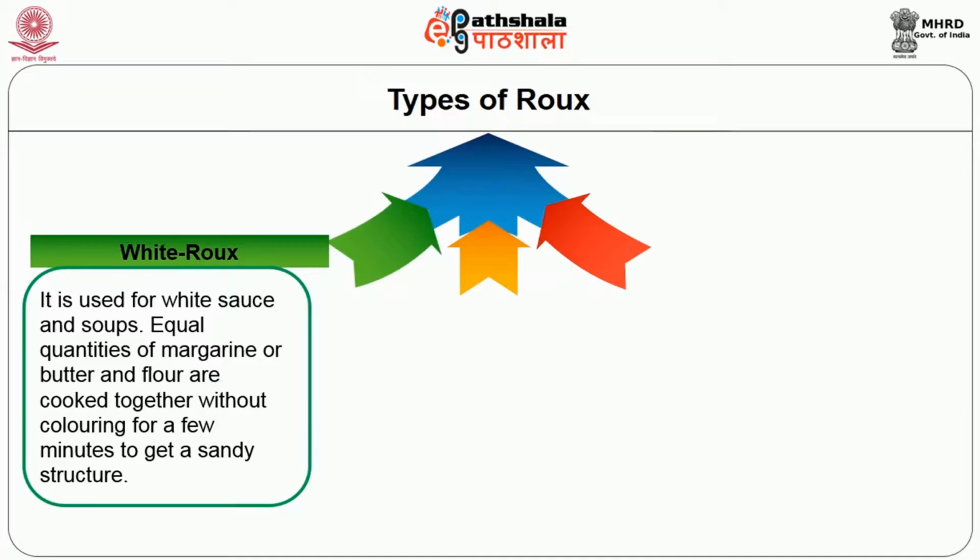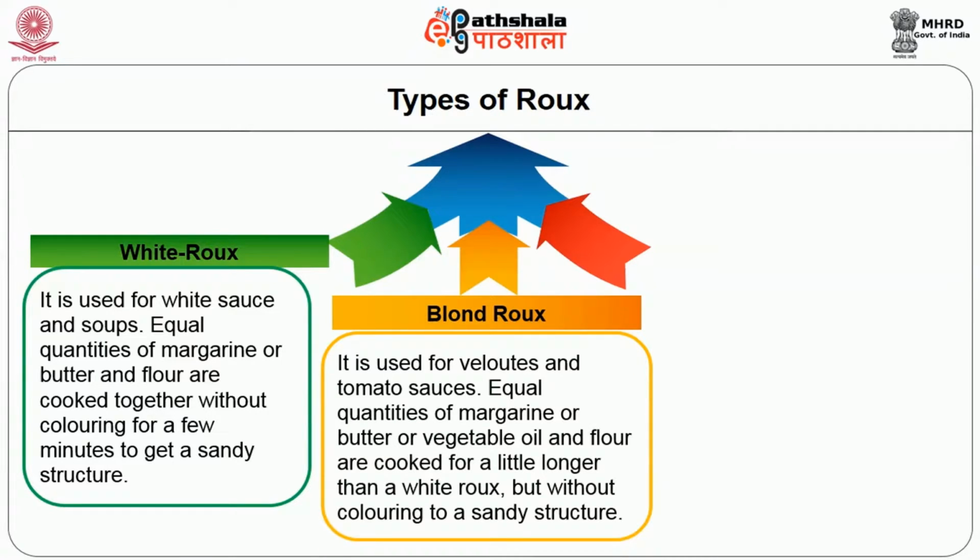Alternatively, use polysaccharides, vegetable margarine, or make a roux with vegetable oil. This is used in equal quantities of oil and flour. Blonde roux is used for veloutés and tomato sauces. Equal quantities of margarine or butter or vegetable oil and flour are cooked for a little longer time than the white roux, but without coloring, to a sandy structure.